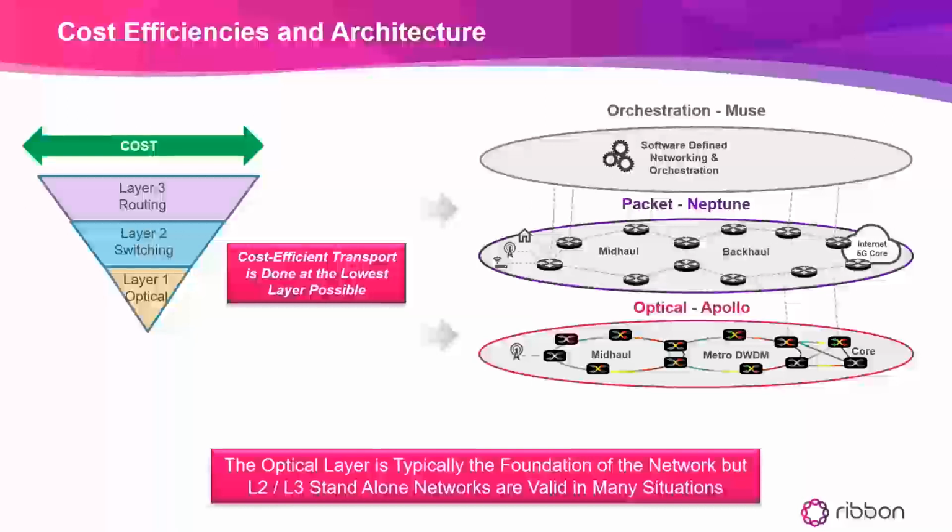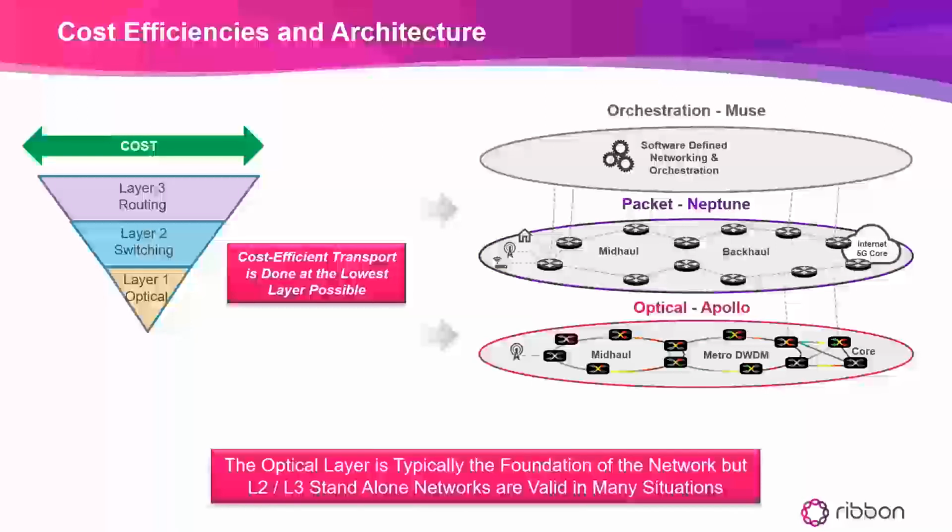Above that, we have layer 2 switching. This is Ethernet switching done at the data link layer, just the second layer in the OSI model. Above that is layer 3, which we typically call routing. So this is OSPF, ISIS, BGP, and so forth.